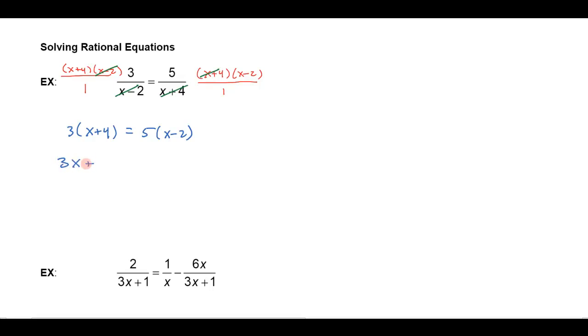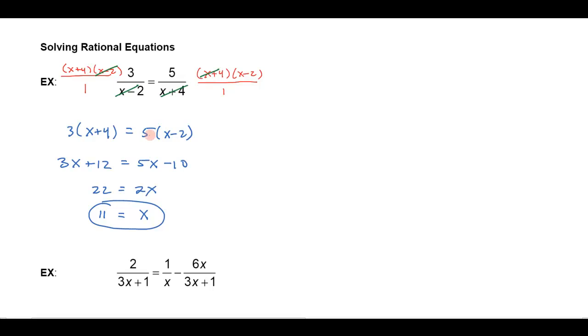I get 3x plus 12 equaling 5x minus 10. Let's bring my 3x on this side. I'm going to subtract 3x from both sides. That'll give me 2x on this side. And I'm going to add 10 to both sides, or just think of bringing that minus 10 over here and adding it. That'd give me 22. Divide both sides by 2, and I get x equals 11.